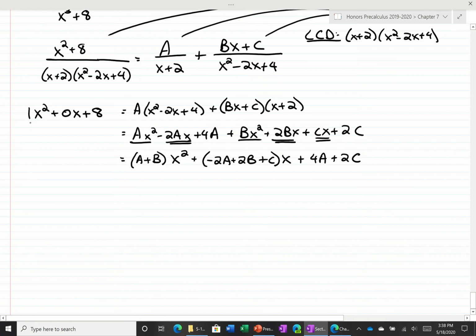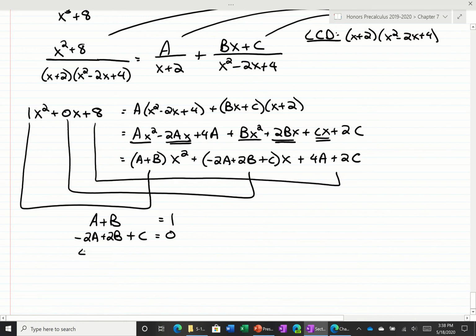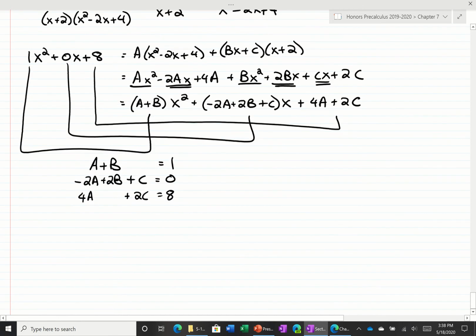So the total number of x squared terms has to equal 1. The total number of x terms has to equal 0. And the total number of constants has to equal 8. So now we'll solve this system. Looks like if we could eliminate the C's here, we'll just have an A and B equation we can combine with the top. So I'll multiply the top by -2.